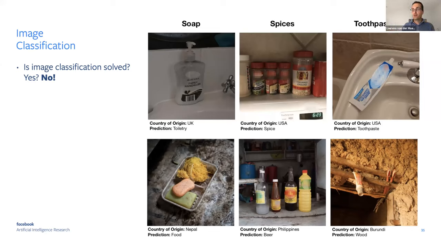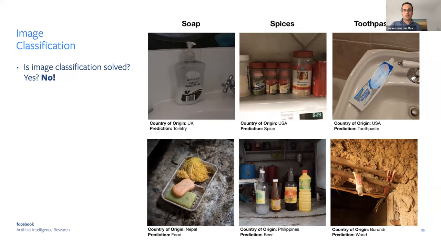These systems don't do a good job of recognizing, in this case, bar soap, or they seem to be unaware that spice containers are very different in the Philippines than they are in the US. In the case of toothpaste, they're presumably not only looking at the toothpaste container itself, but also at the context around it. So they don't recognize the toothpaste out of the context that these models have learned to expect, which is a wide bathroom type situation.